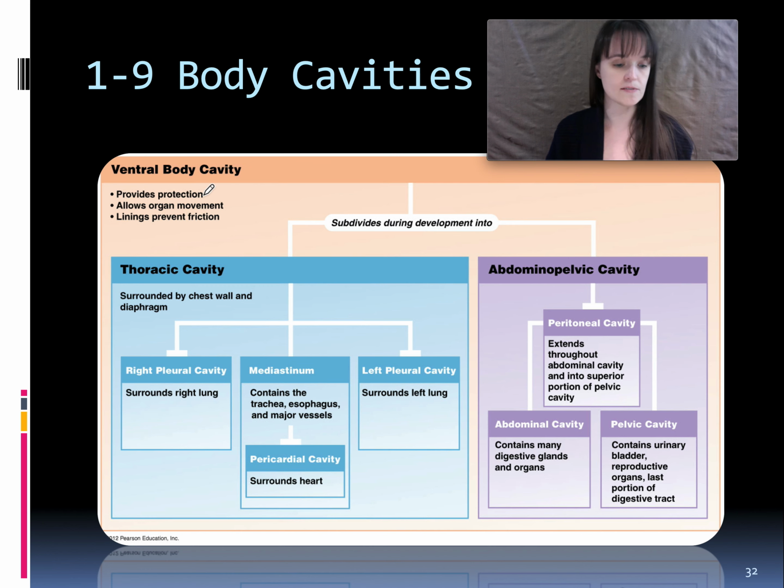All right, so the thoracic cavity contains the left pleural cavity and the right pleural cavity, and they surround the left and right lungs. Between the pleural cavities is a mass of tissue called the mediastinum, and it is not a body cavity, as we've mentioned in the previous video. Along with the pericardial cavity that surrounds the heart, the mediastinum contains the trachea, the esophagus, the major blood vessels, the thymus, all kinds of stuff in here.